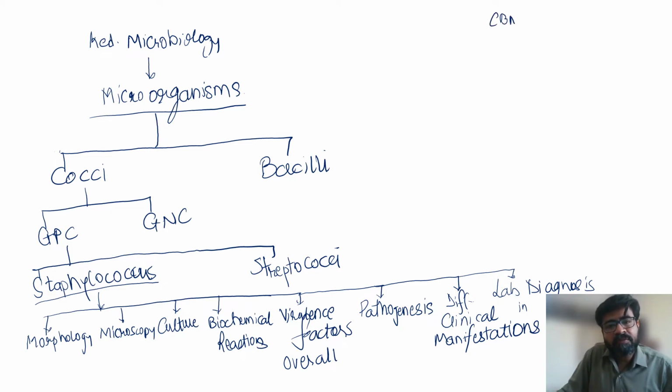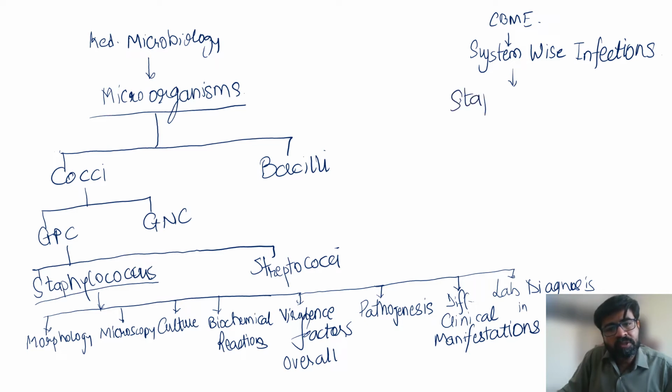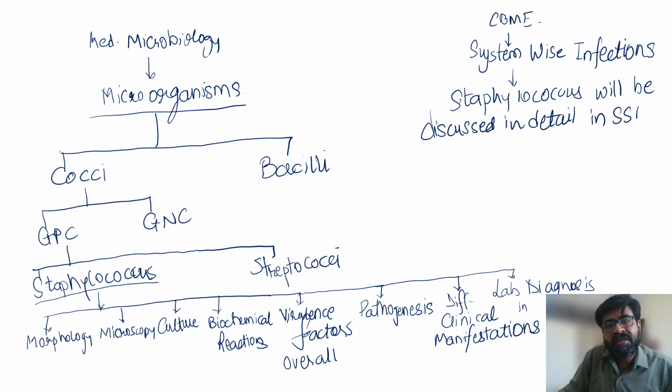In CBME, what they have done is a syndromic approach, or system wise infection. So the infections are being categorized as per the system involved. Here, staphylococcus will be discussed in detail in SSTI, that is skin and soft tissue infections. Why? Because it is the major pathogen which causes skin and soft tissue infection.